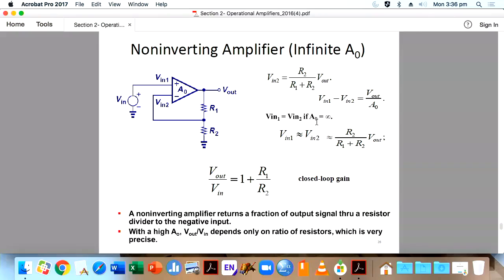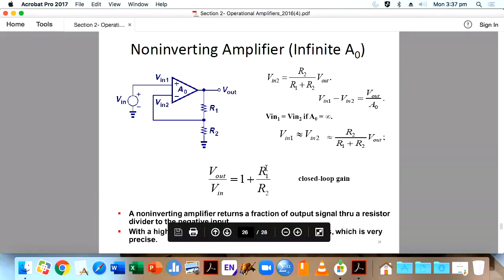If A0 is a big value, I can write V in 1 equal to V in 2. So this is equal to V in 2, which is equal to R2 by R1 plus R2 into V out, which is equal to V in. Here V in, V in 1, is equal to V in 2 because of the virtual short, which is equal to R2 by R1 plus R2 into V out. So we can write V out by V in equals 1 plus R1 by R2.